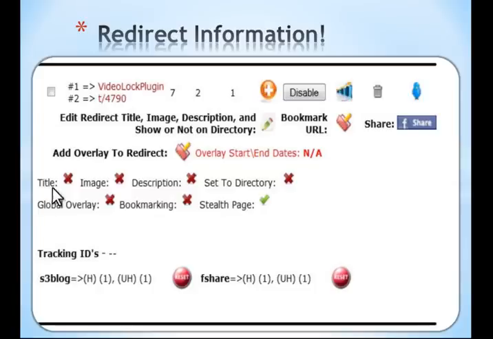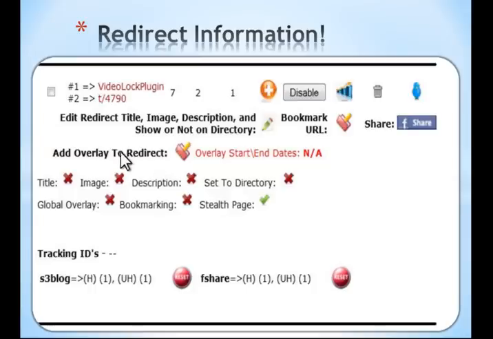Now these down here, because they're red X's, are telling me I have no title, no image, no description, and it's not set to my directory. I don't have global overlay set, I don't have bookmarking set to this redirect, and I don't have stealth page set to this redirect. These would be checked with a green check like here. I'm sorry, I do have stealth page. So this is turned on to a stealth page. That's why it's got the green. Otherwise, it will have X's.